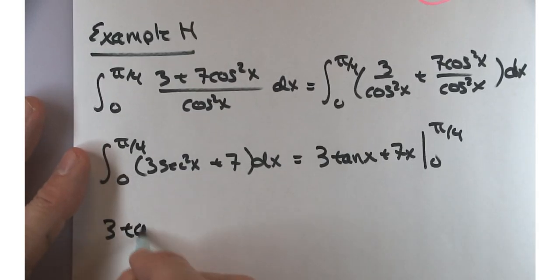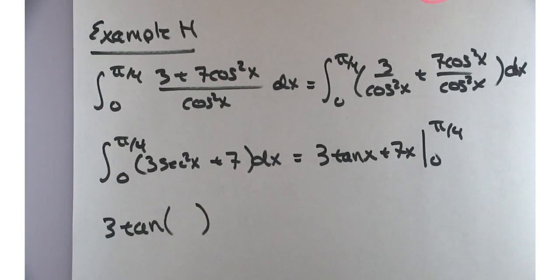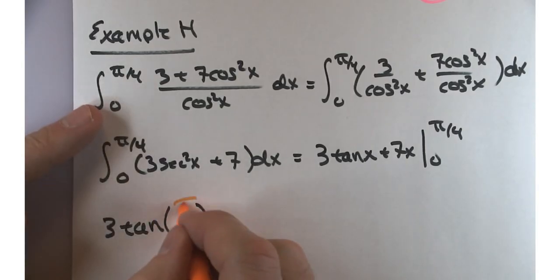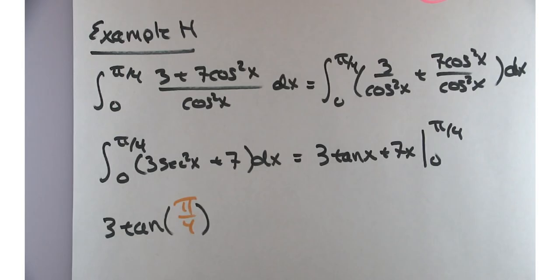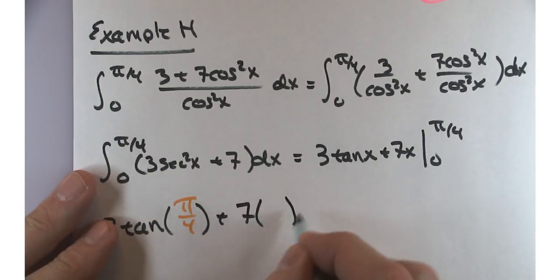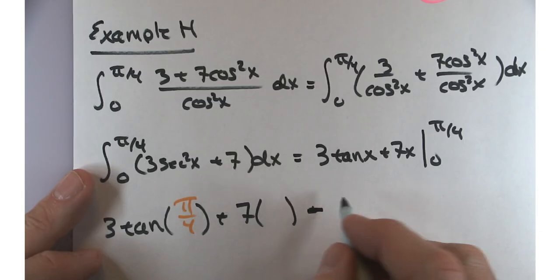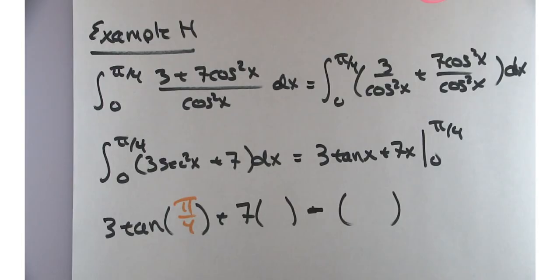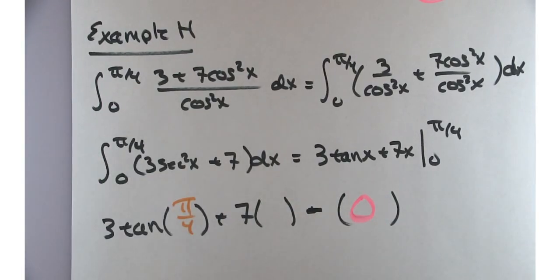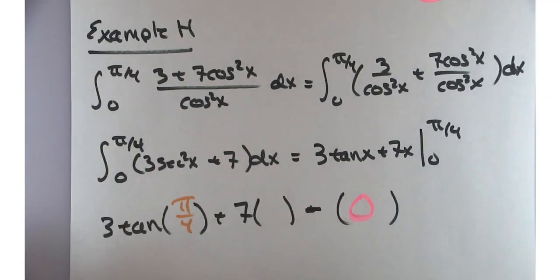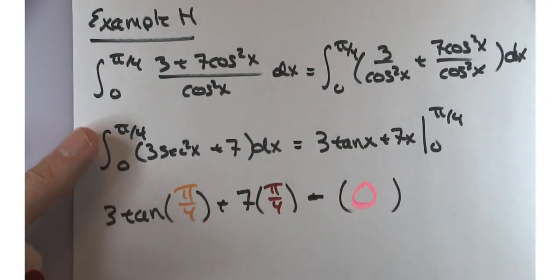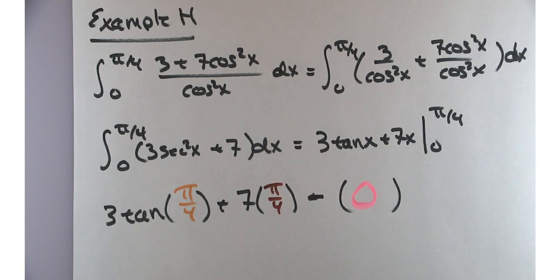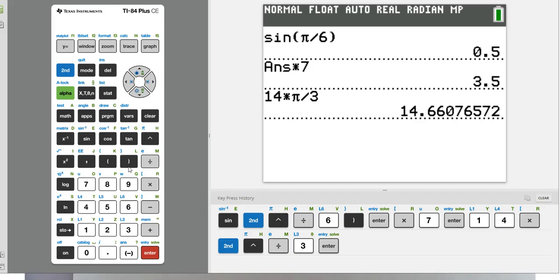3 times the tangent of pi over 4, plus 7 times pi over 4 minus the function at 0. And tangent of 0 and 7 times 0 are just going to be a 0. So I'm just going to put a big 0 in here. What's the tangent of pi over 4? 1. If you don't remember that, just put your calculator in radian mode and take the tangent there.